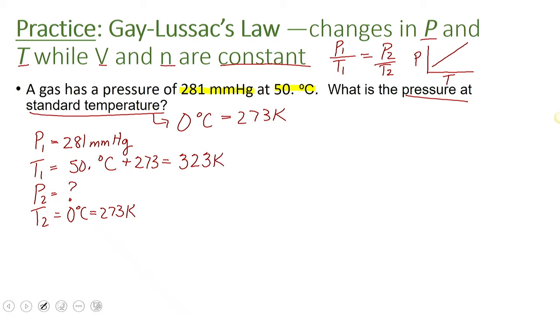So based on our relationship, what's going to happen? Well, our temperature decreases from 323 to 273. So our temperature is going down. And because we have a direct relationship, our pressure should also go down. All right, so now we've got P1 over T1 is equal to P2 over T2, and we're solving for P2.